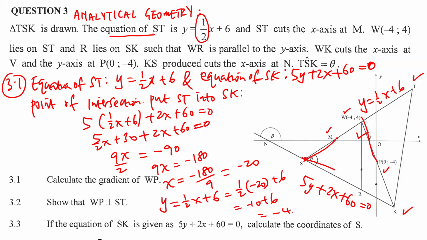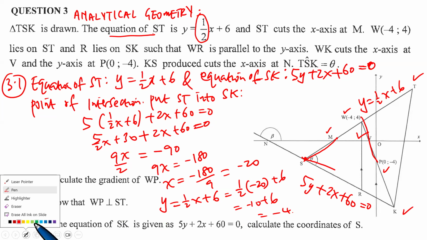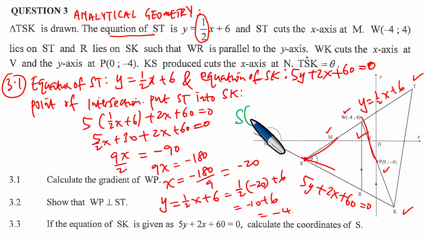Obviously, in the process, we want to get the coordinates of S. The coordinates of S are x equals minus 20 and y equals minus 4. And that is the answer, because the question said determine the coordinates of S. And these are the coordinates of S: minus 20 and minus 4.